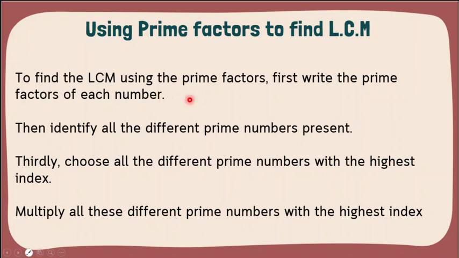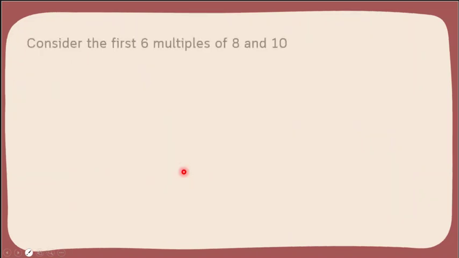Then after you've written the prime factors, you have to identify all the different prime numbers in the prime factors you found. Then you have to choose all the different prime numbers with the highest index. Usually if you reduce numbers to prime factors, you see that they have indices or powers. So the one with the highest one, we go with it, and then finally we multiply these different prime numbers with the highest index. So let's see how we can actually put that to practice.